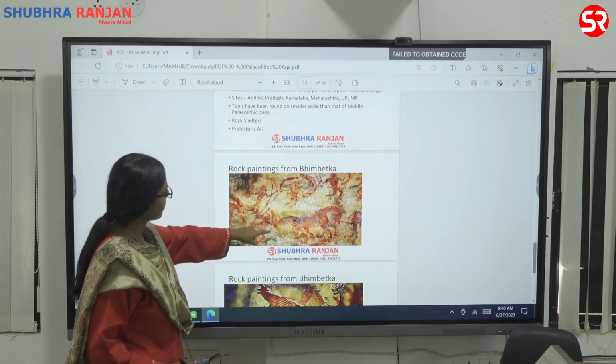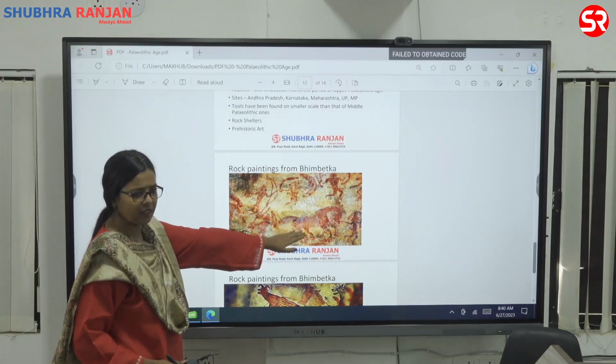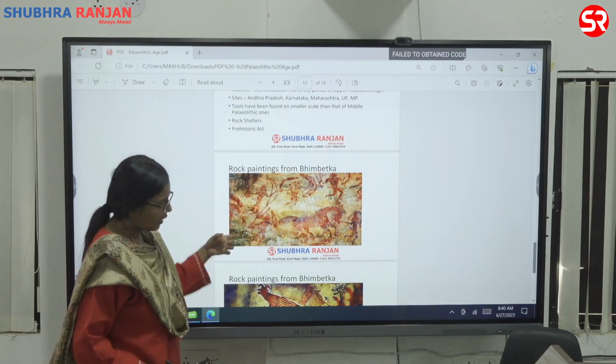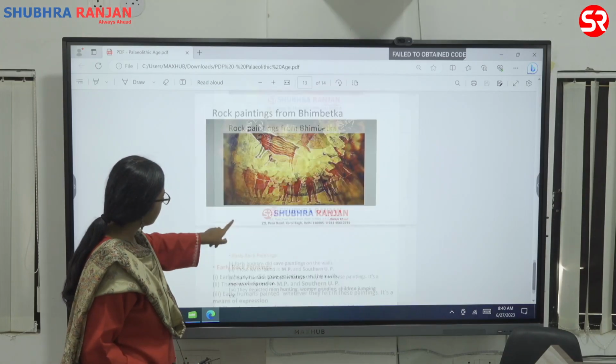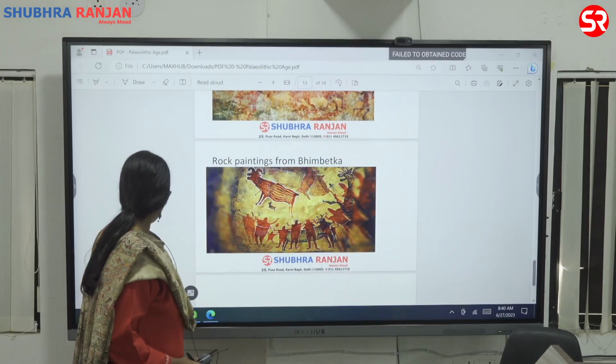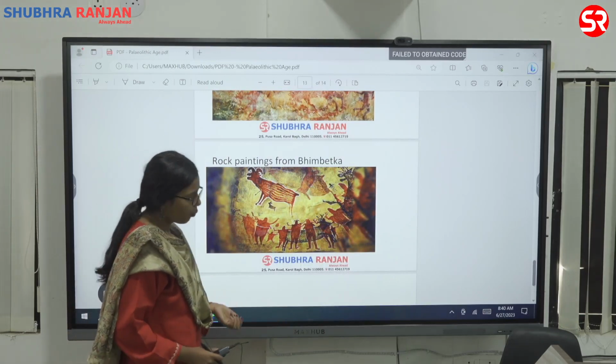They looked something like this. This is from a later period, not from upper Paleolithic. I'll tell you why I am showing you the pictures from a later period. When these paintings were being done, what was the issue?